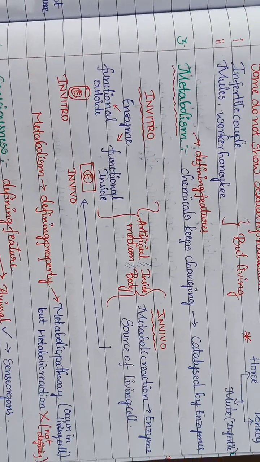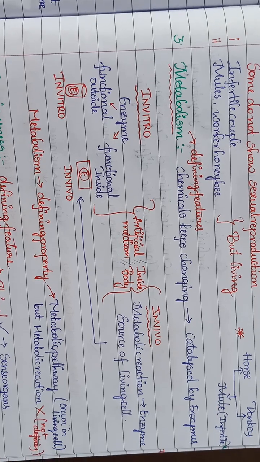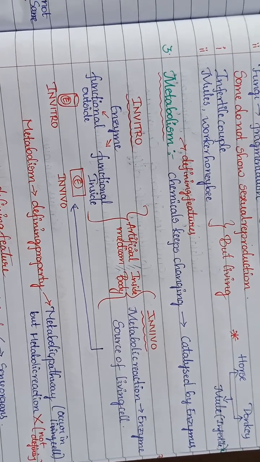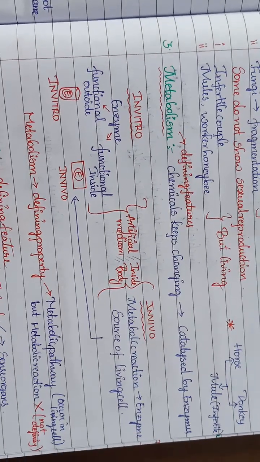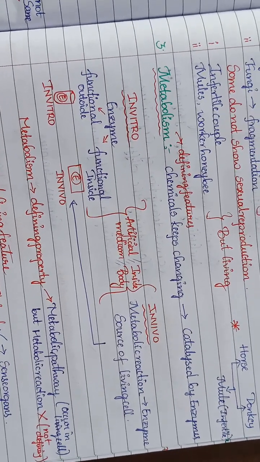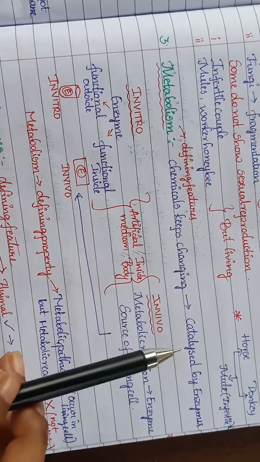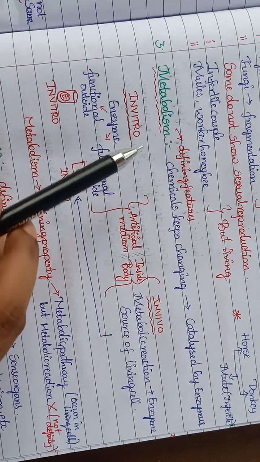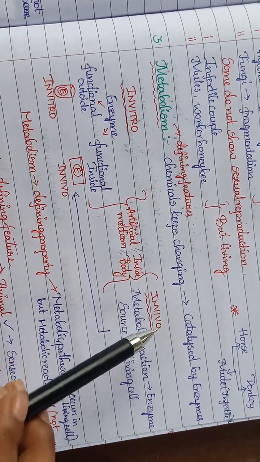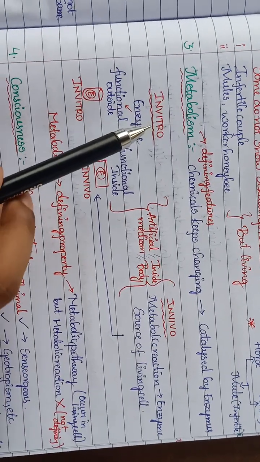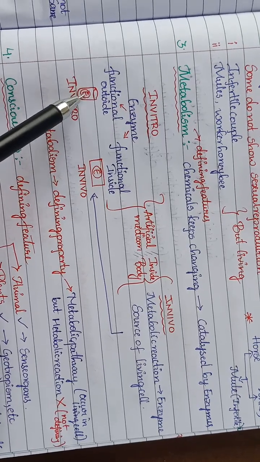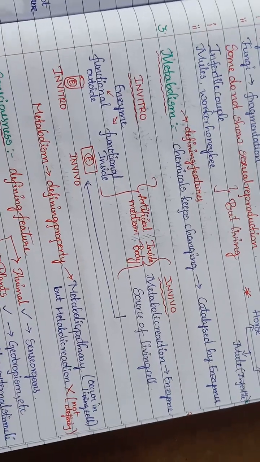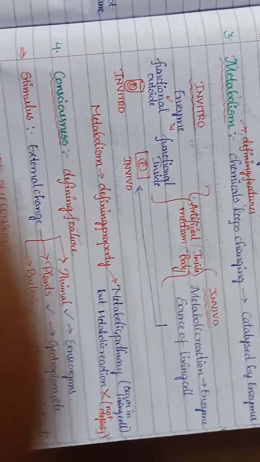What is this metabolism actually? It is chemicals that keep changing on their own by using catalysts, the enzymes. There are two types of metabolism, in vitro and in vivo. In vitro is in artificial methods, in an artificial medium, and in vivo is inside the body. So in vitro means inside a test tube, functional outside, whereas in vivo is functional inside, right?